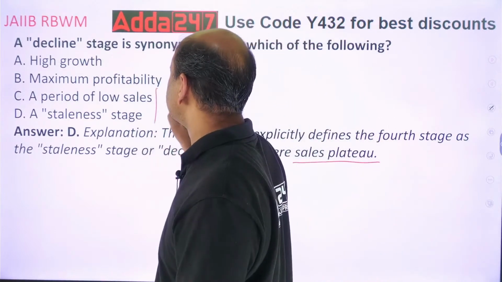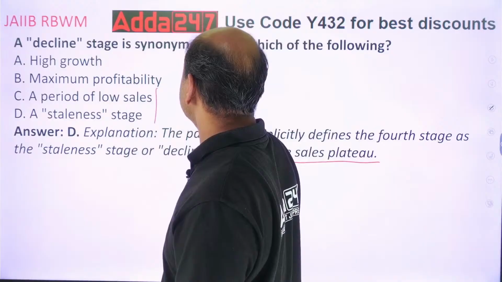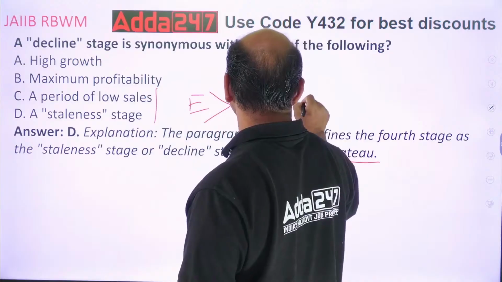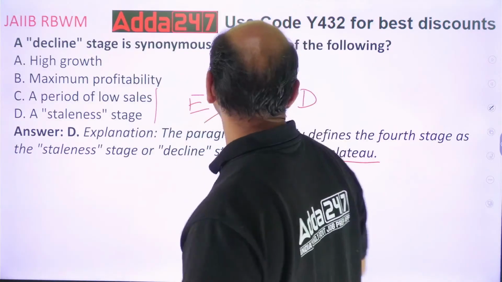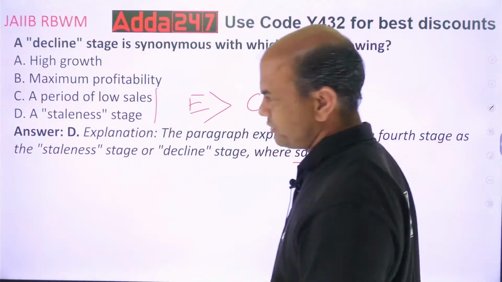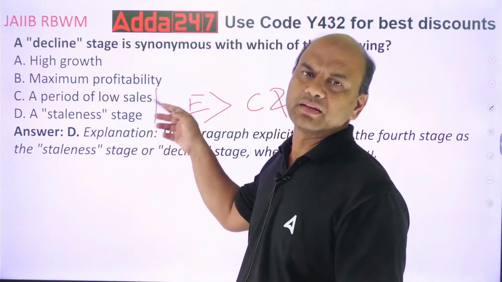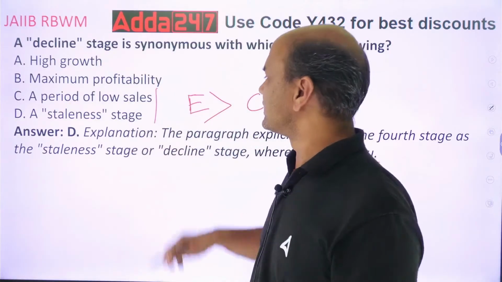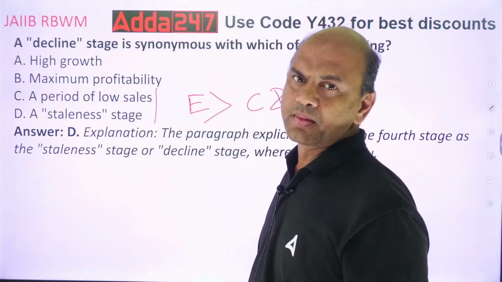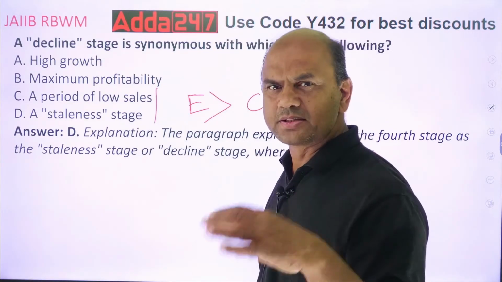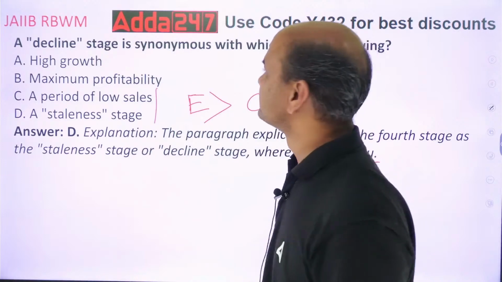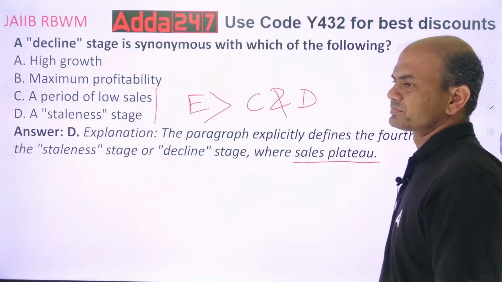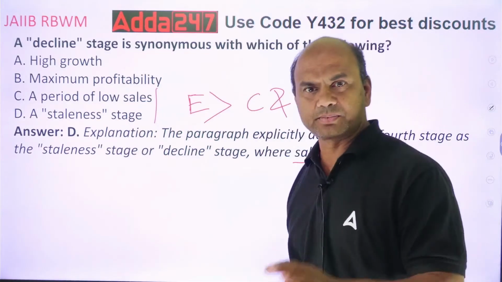See, the mixture of C and D. I'll give you a next option, E. Okay, C and D. Decline stage means the sales start going down now. So staleness is there and E. See, E is the answer. In fact, D is not the right answer. E is the answer, C and D. Product is stale as well as sales start declining. Got it, everyone? Clear? Concept clear, everyone?